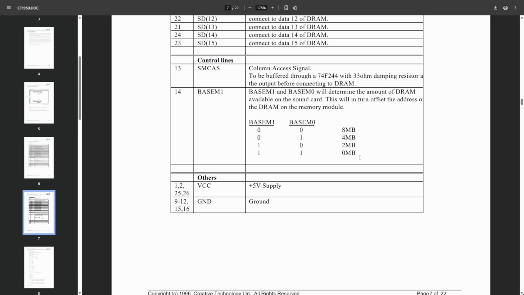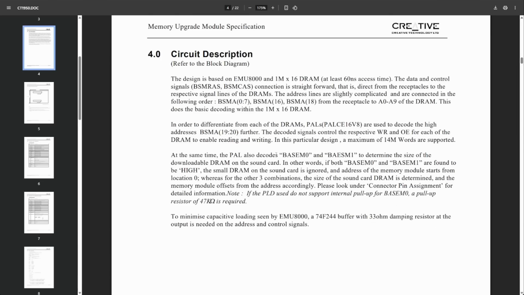And how I read that table is that you could technically use the onboard memory of your sound card in combination with a memory module. So you could use both the memory on the sound card plus the memory that is available on the memory expansion board. So the two signals that we have mentioned before determine the size of the downloadable RAM on the sound card. In other words, as it's written here, if both of the signals are found high, this was the configuration for 0 megabytes onboard memory on the sound card, the small DRAM on the sound card is ignored and address of the memory module starts from location 0.